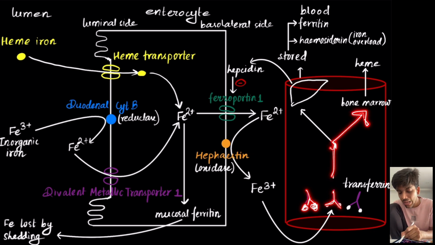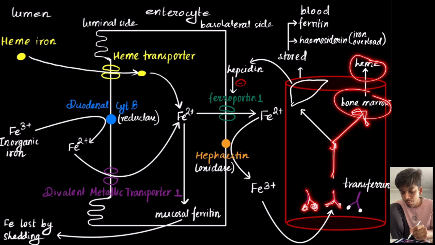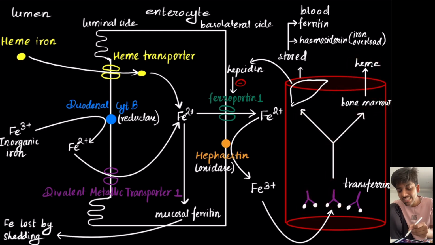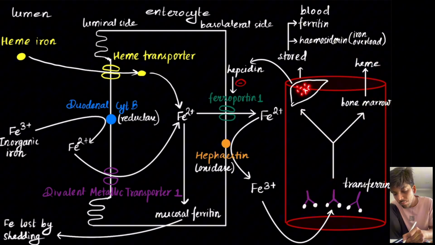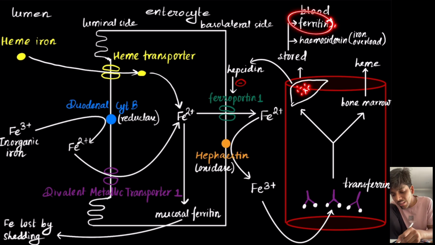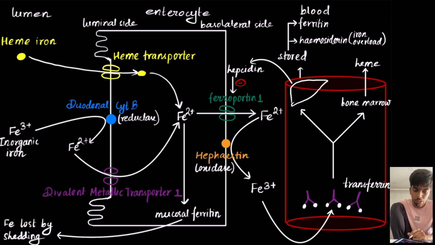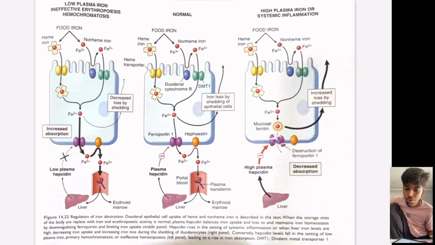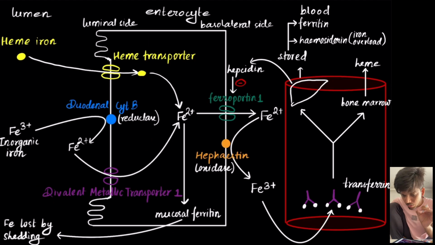In bone marrow, iron gets utilized for the formation of heme. In liver, excess iron gets stored in the form of ferritin. If there is a lot of iron, if there is iron overload, then the storage form is hemosiderin. Okay, now let me show you the same thing in the diagram given in your Robbins. Wait, before that, one small thing.